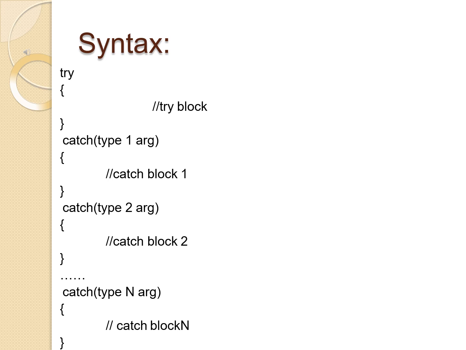You're having a single try block and n catch statements. See the first one, catch type 1 argument, you're having catch block 1. Catch type 2 argument and catch block 2. Catch type n argument, you're having catch block n. So depending upon the matching of the argument type, that particular catch block would be executed. Only one of the catch blocks would be executed, depending upon the argument that is thrown by the exception.